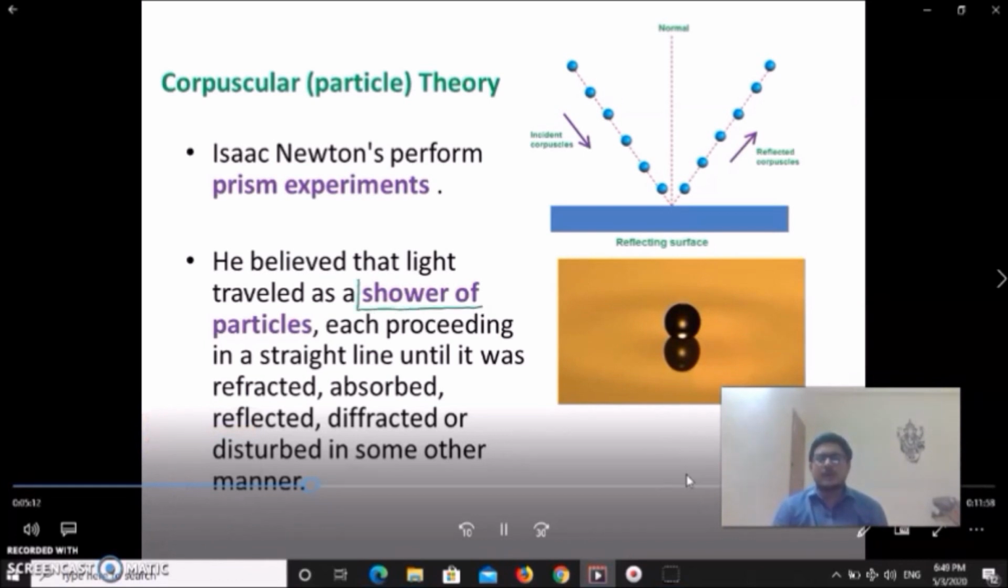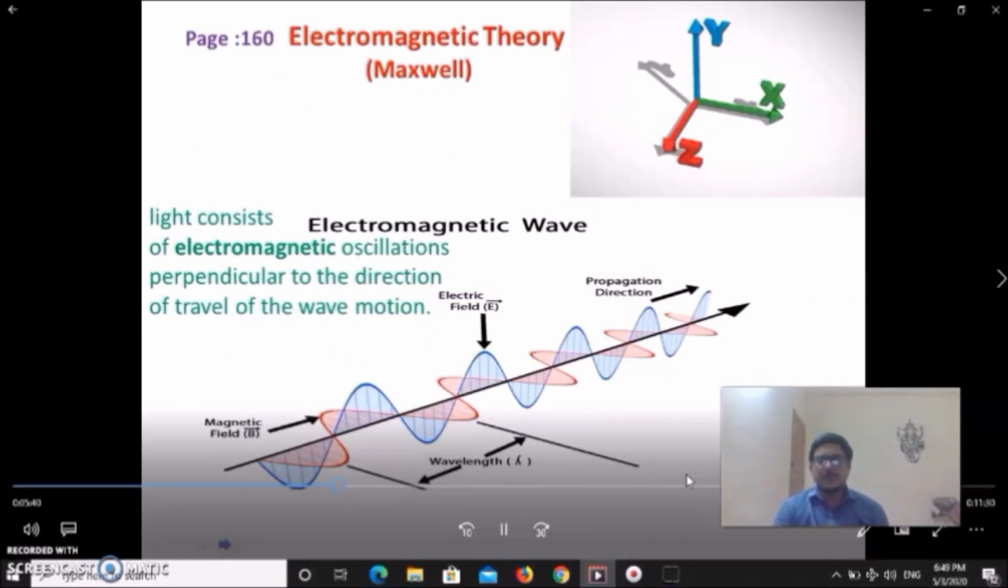According to Newton, light is a shower of particles, like from machine guns a lot of bullets are coming. Similarly, Newton believed from the source a lot of light particles are coming. He also believed the size of these particles is different and they contribute different colors of light. Clear? This is known as the corpuscular or particle theory of light.